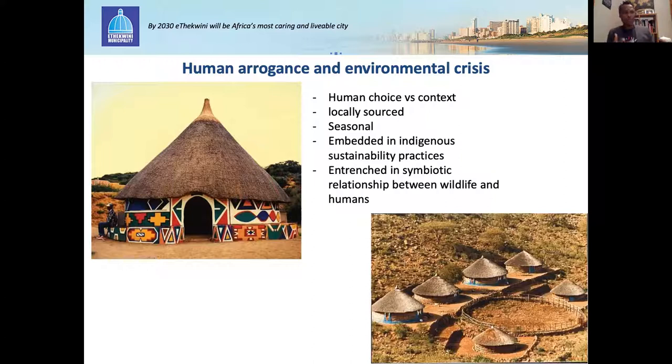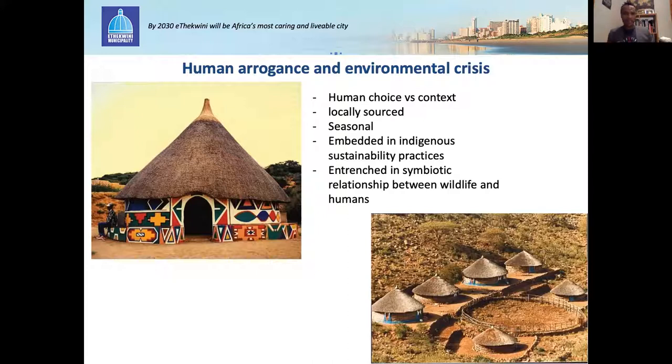But some of these building materials were embedded in indigenous sustainability practices. And I could go into detail with that, but I think a lot of you would have read about some of these traditional architecture and building materials. And many were entrenched in this symbiotic relationship between the wildlife and humans. So when you cut the grass for thatching, it means the grass will grow, it means other animals will be able to eat, there will be more grazing land, spaces for animals to come through.